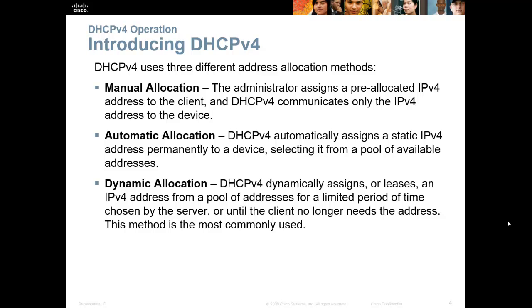Now, 9 times out of 10, you're going to do dynamic allocation, which means you're going to set up a pool and say, hey, I'd like you to hand out IP addresses 192.168.1.50 through 192.168.1.200. And then you have to set the time for your leases. In the Microsoft world, the default lease is 8 days.